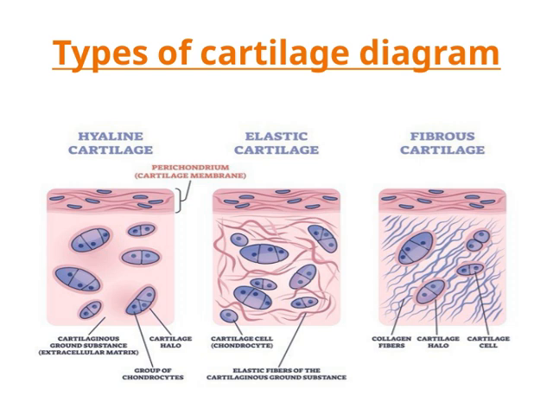Lastly, there's fibrocartilage, which has dense collagen fibers, giving it great tensile strength, perfect for areas like the intervertebral discs and the knee menisci. Understanding these different types helps us appreciate how cartilage adapts to various functions and stresses throughout the body. This diagram really ties into the overall theme of how connective tissues support and protect our structures.